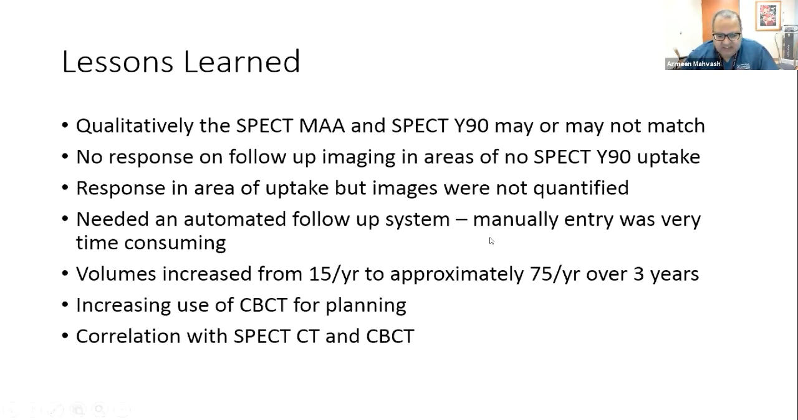We did create an automated system for follow-up after a couple of years with our homegrown EHR. And then slowly over time, we did increase our volume from about 15 per year to about 75 cases per year over about 3 years.